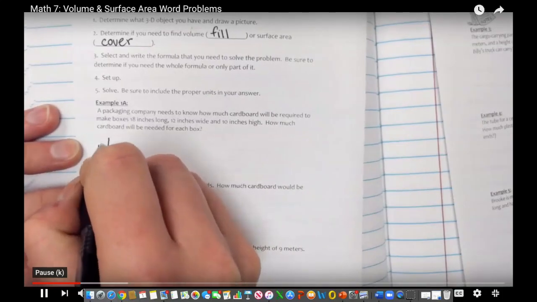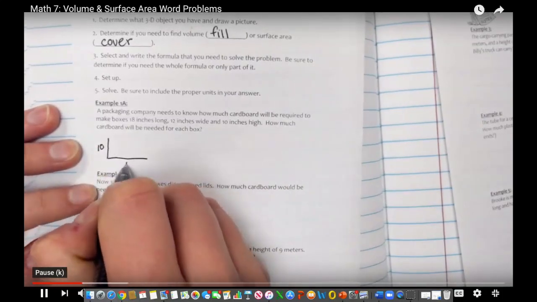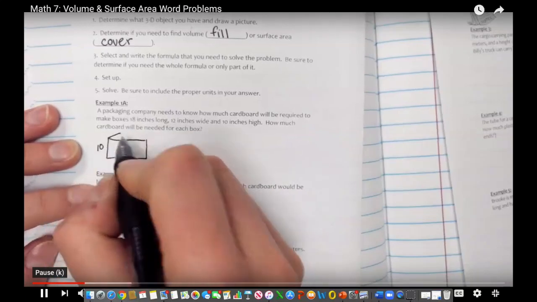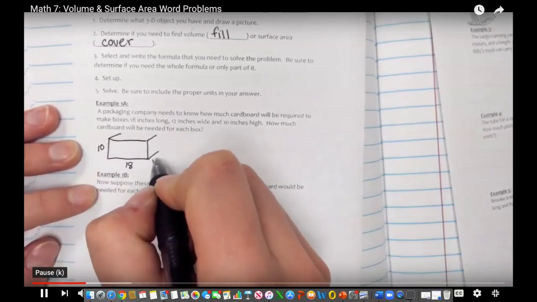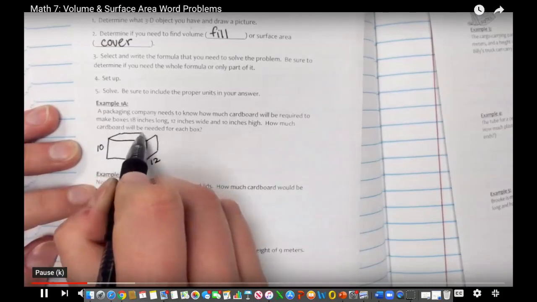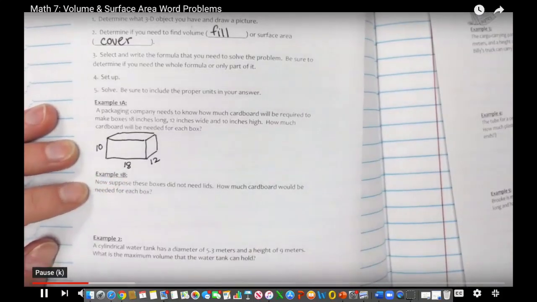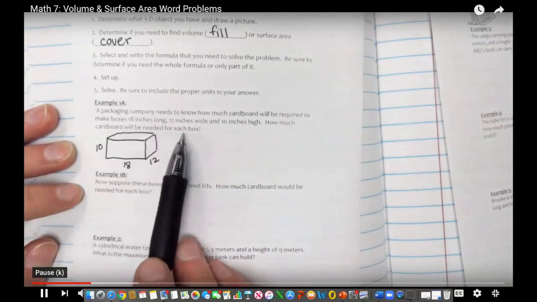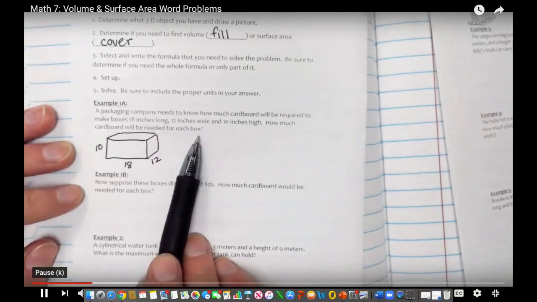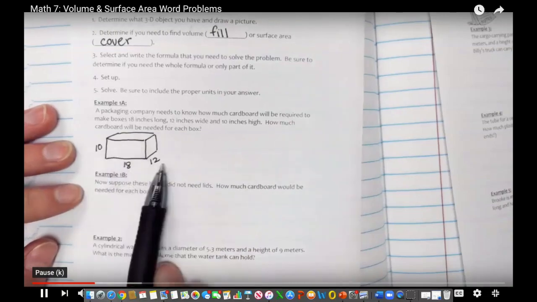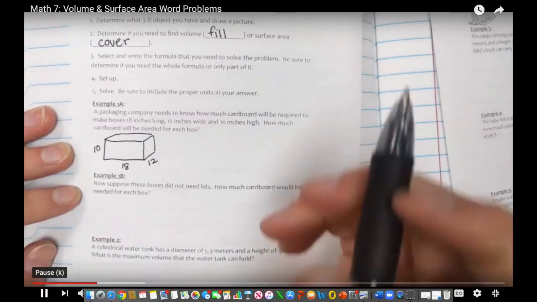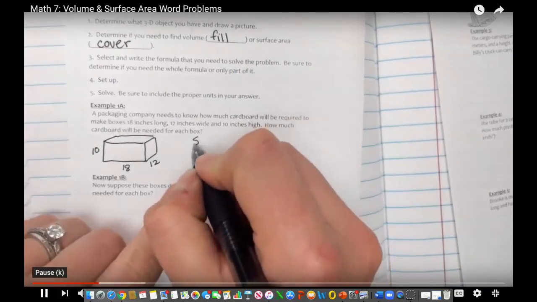So I have a box that is 18 inches long, 12 inches wide, and 10 inches high. So 10 inches high, 18 inches long, and 12 inches wide or deep. There's my rectangular prism. And again, the sides are labeled. How much cardboard will be needed for each box? So think about cardboard in a box. It's actually covering the box. I'm not talking about filling up a box. I'm talking about covering it or creating the surface of that box. So this is going to be a surface area question.